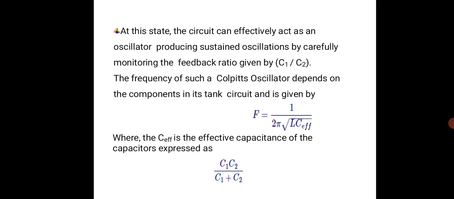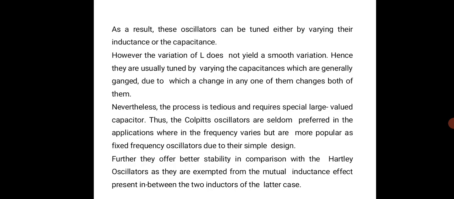So here you can write the frequency of oscillation, which is given by the feedback ratio of C1 and C2, which has to be carefully monitored. The frequency of this type of oscillator depends on the components in its tank circuit, and is given by the inductor L and C effective, which is the effective capacitance of the capacitors, expressed as C1 C2 divided by C1 plus C2. As a result, these oscillators can be tuned either by varying their inductance or the capacitance.